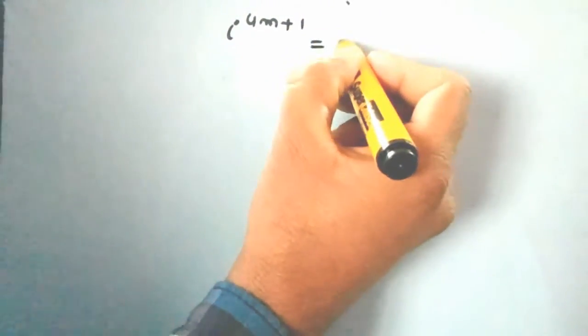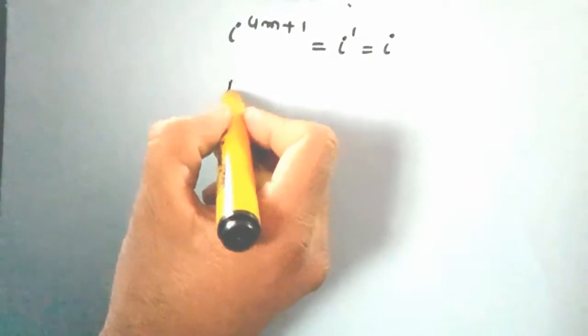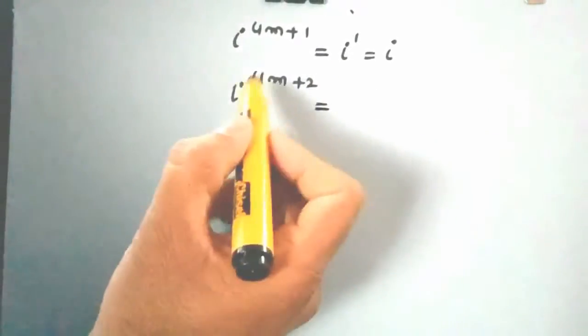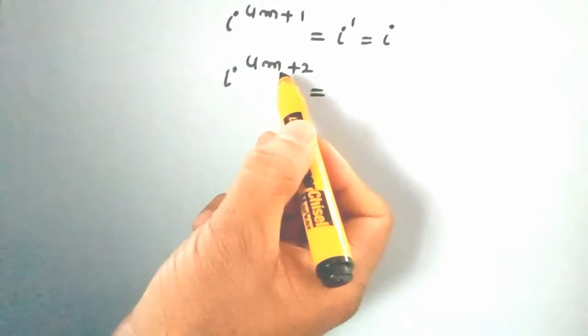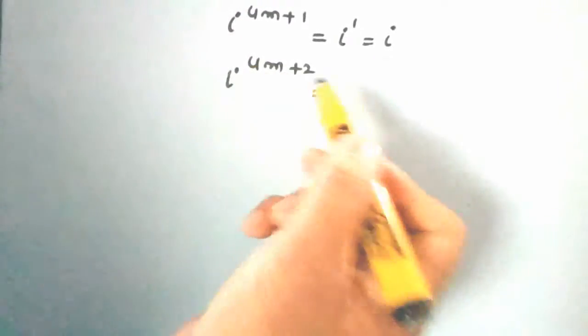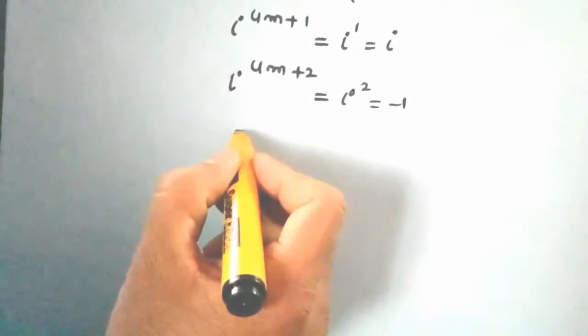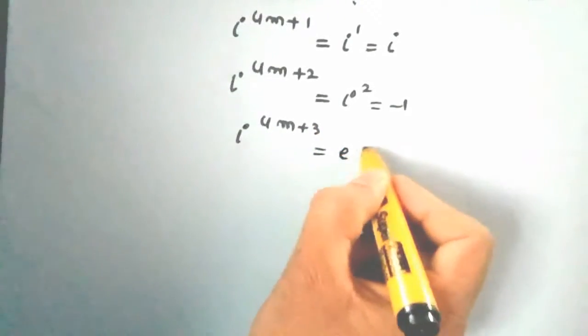Therefore i to the power of 4m plus 1 gives i to the power of 1. i to the power of 4m plus 2 equals i to the power of 4m into i square, and i to the power of 4m is i to the power of 4 to the power of m, which becomes 1. So the result will be i square, that equals minus 1. And i to the power of 4m plus 3 equals i cube.